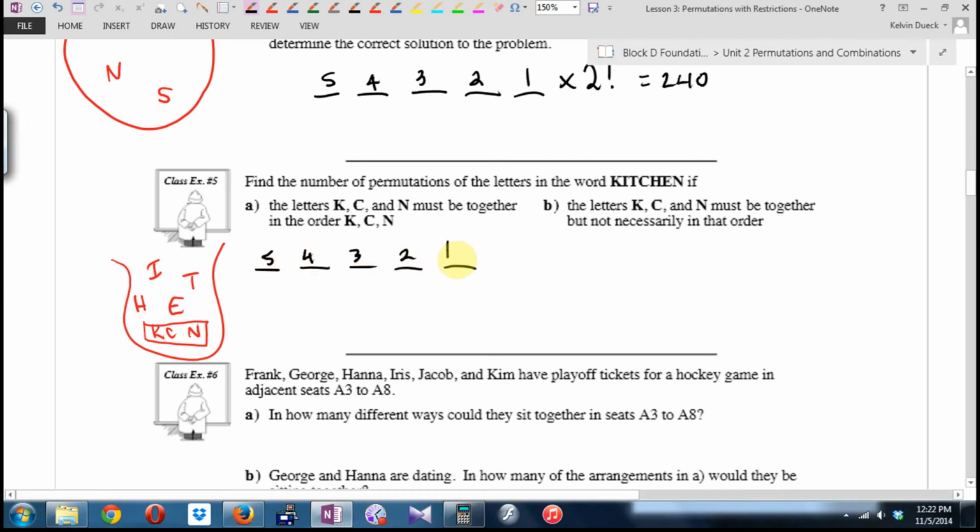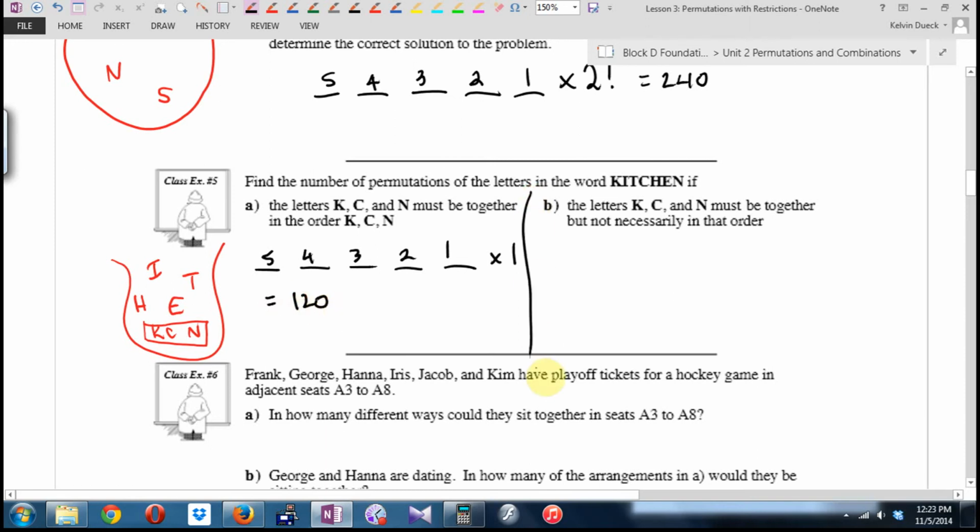Now, did they say that I'm allowed to mix up the KCN in part A, or did they say keep that in that order? Which would mean technically I would say I have one more way, but don't bother multiplying by the 1. You can write it if you really want to, but I only have one way to mix up that tile. It's just going to be plain old 5 factorial. 120.